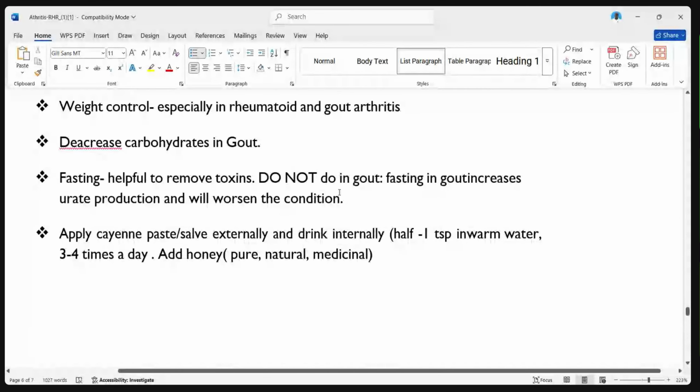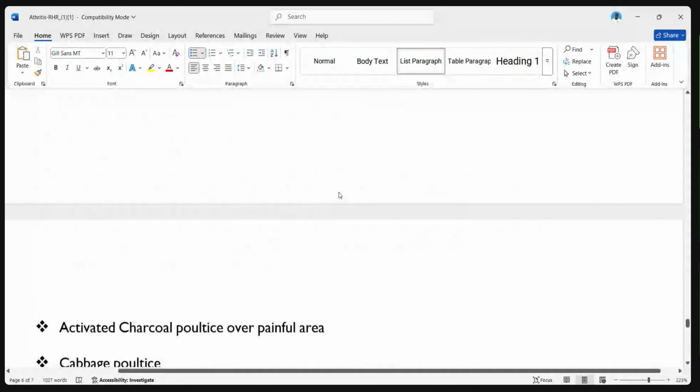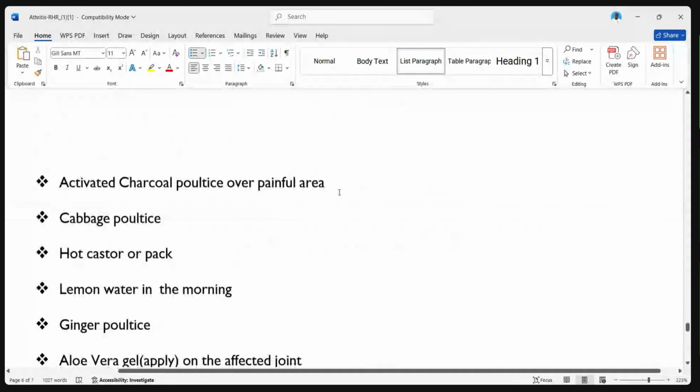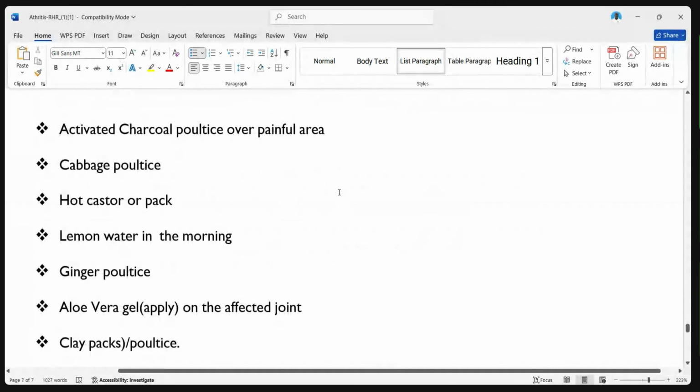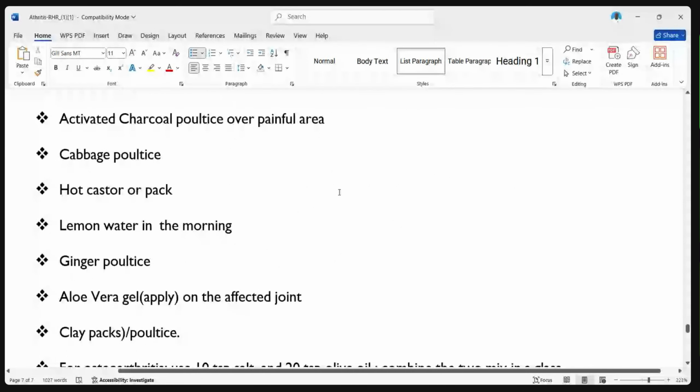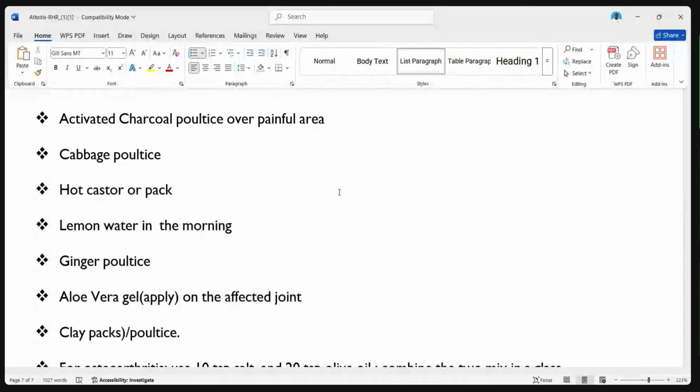Now, let's now dive deep into this. So we talked about activated charcoal poultice over the painful area, and this is able to absorb toxins and also generally be able to reduce pain.